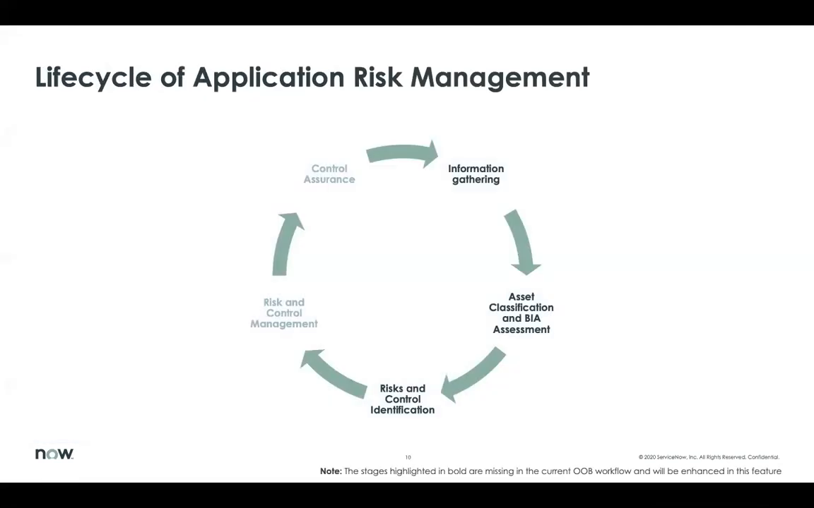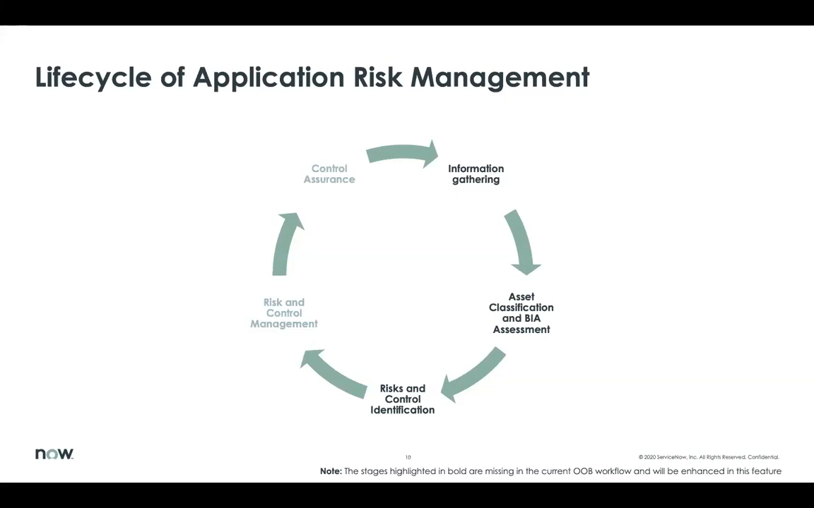So the first thing here is that the feature starts off with information gathering. Information gathering is when the risk manager on the GRC side sends a big questionnaire to the app owner, and the app owner takes that assessment. We have interviewed about 10 customers, and we have seen that the questionnaire in today's process can consist of anywhere between 50 to 100 questions. Answering that questionnaire is a tedious process.